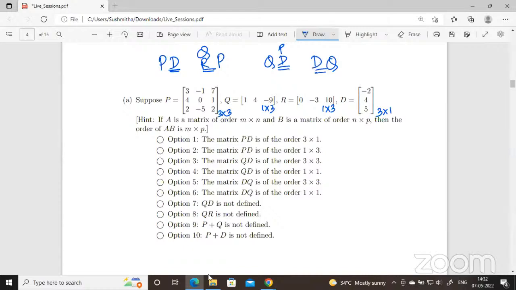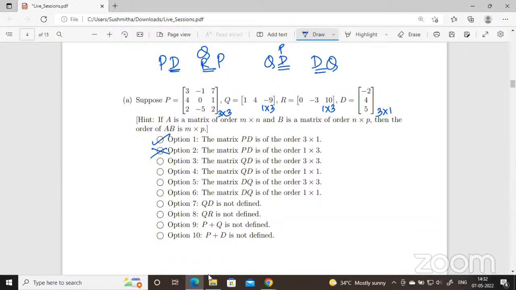Because the number of columns of the first matrix should be equal to the number of rows of the second matrix. So Q has 1 row, so only matrices with 1 column can be multiplied. Means only that is well defined. So the matrix PD is of order 3 cross 1. Is it true? Yes, correct, ma'am. If it's of order 3 cross 1, it cannot be of order 1 cross 3.